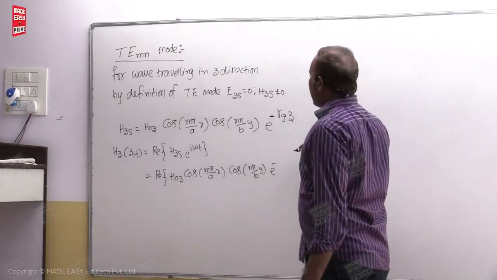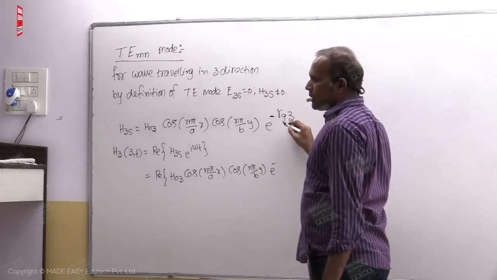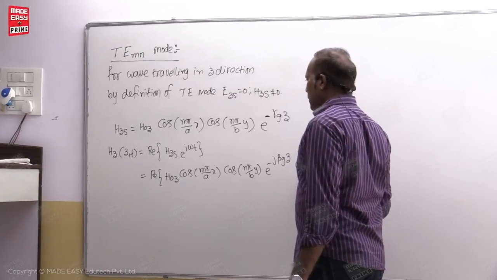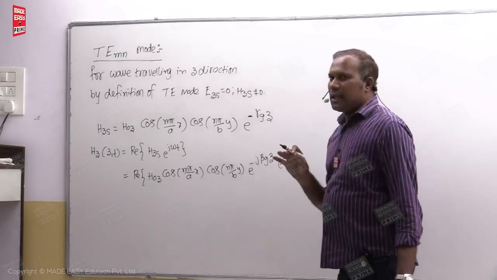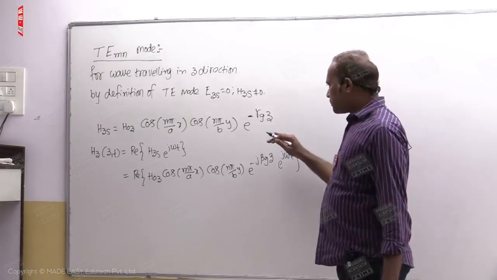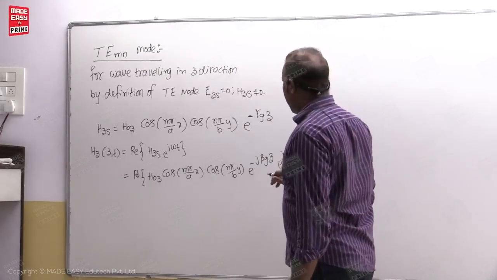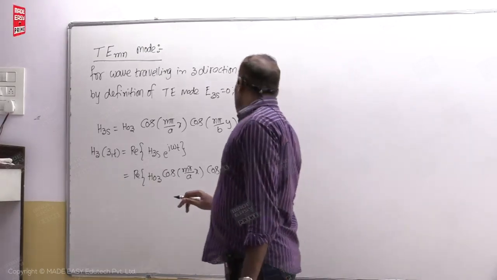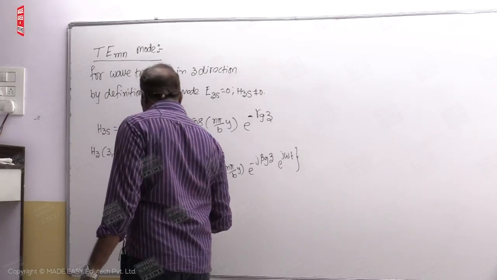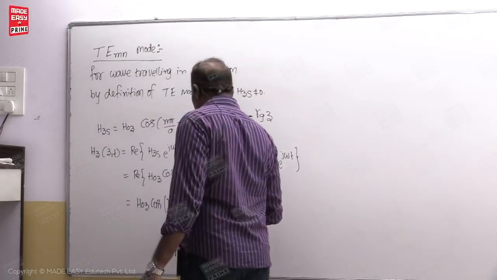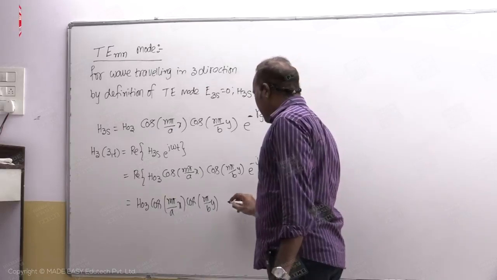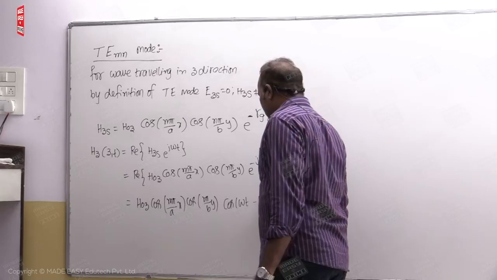Students, for f greater than fc, gamma g is j beta g. So e power j beta g into z e power j omega t. Because we have seen that whenever f is greater than fc, only then wave propagation is possible. Otherwise, wave propagation is not possible. For f greater than fc, gamma g is j beta g. Now that is equal to H0z cos of m pi by A into x, cos of n pi by B into y, and in this j is common, e power j omega t minus beta g z. So you take the real part, then cos of omega t minus beta g z.